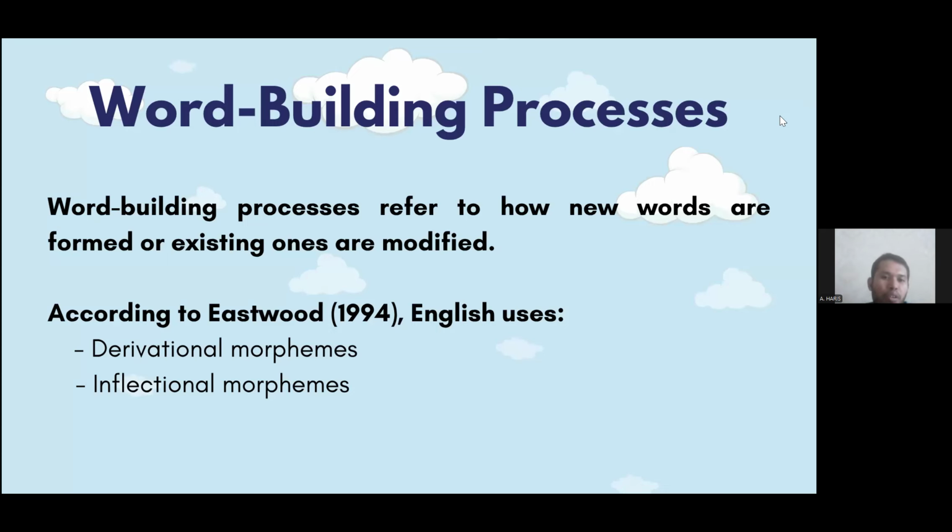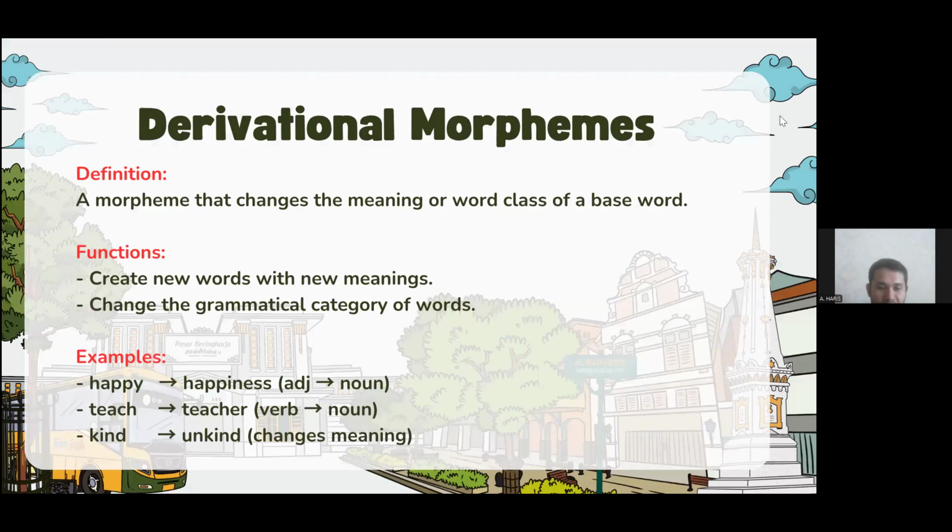Okay, that's about word building process. Word building process refers to how new words are formed or existing ones are modified. According to Eastworth 1994, English uses derivational morphemes, and the second is inflectional morphemes. The next slide.